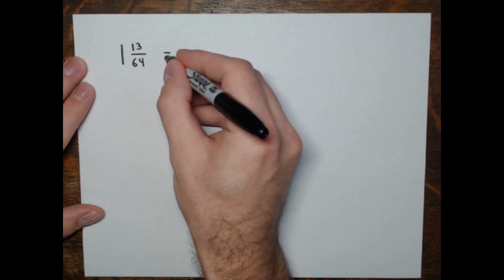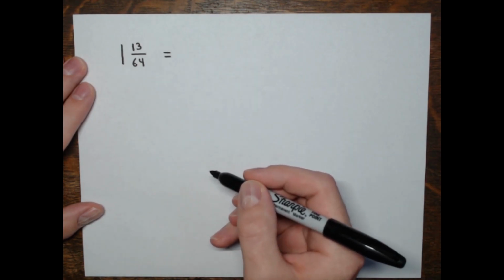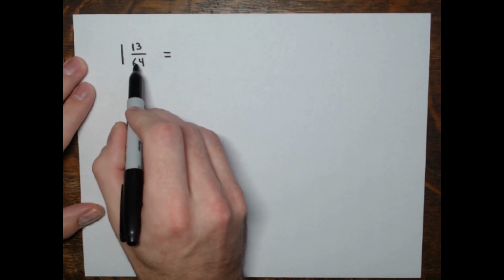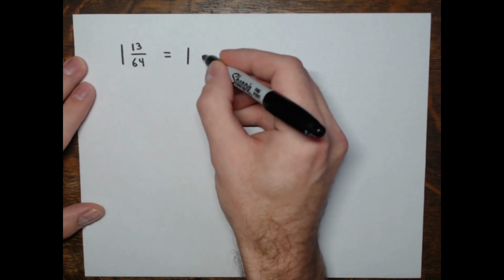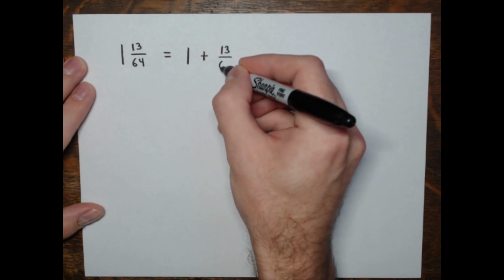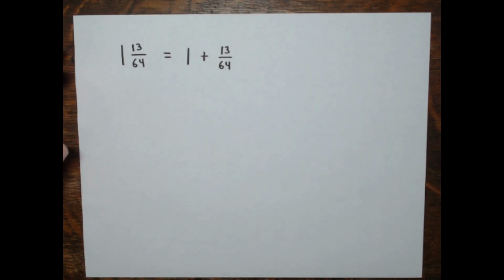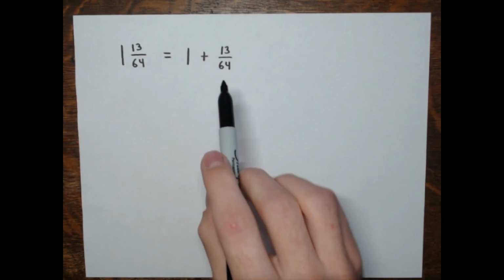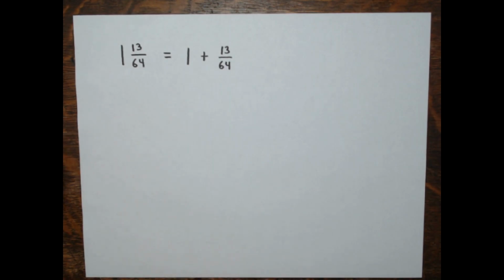Now, a mixed number is really just shorthand for addition. 1 and 13/64 is the same thing as saying 1 plus 13/64. And what we're asked to do is put these together as a single fraction. And this will be an improper fraction because the numerator, when we're done, is not going to be smaller than the denominator. When the numerator is not smaller than the denominator, it's called improper.